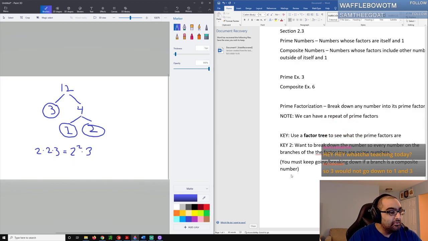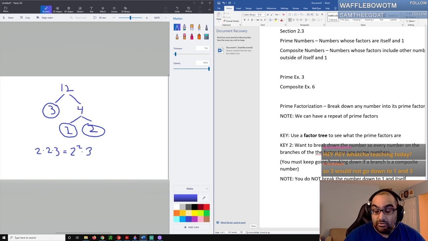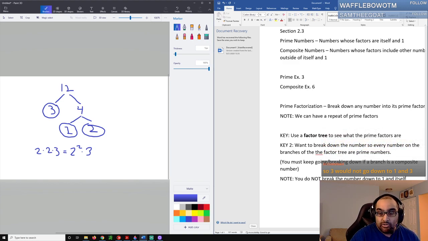So the one thing is let's put that as a note here. You do not break the number down to 1 and itself. So in a factor tree, you don't want to break it down. You have 3, you know that 1 and 3 go into it, but the only way you're going to break down a number is into its composite numbers that make that number. So you're not going to have 1 and 3. You're just going to leave it as 3 because 3 is a prime number.